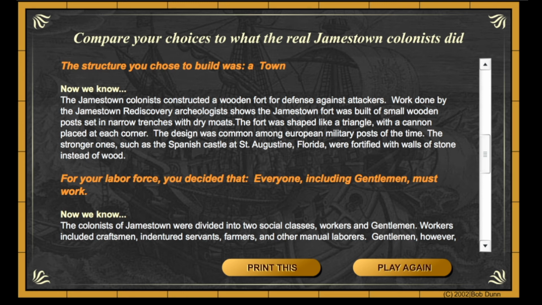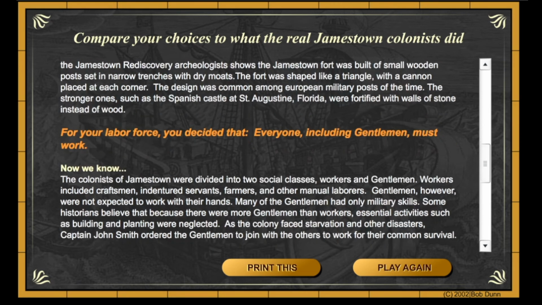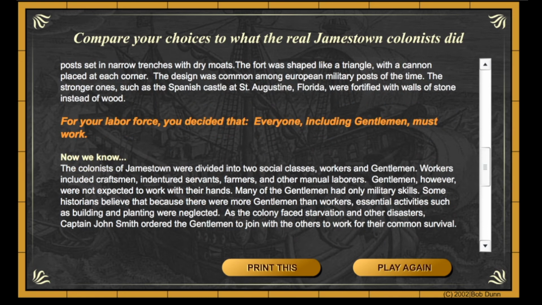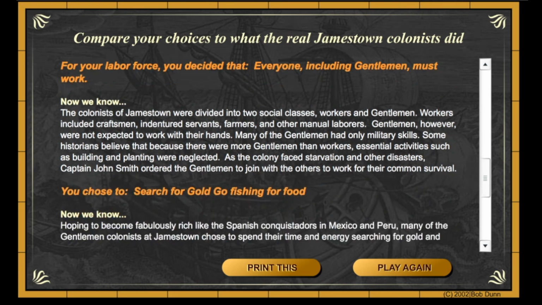For our labor force, we decided that everyone, including gentlemen, must work, and so that was a good idea. You made a very good choice there. And eventually, what happened in Jamestown apparently was that the original gentleman class didn't want to work and only wanted the lower class people that were part of the colony to work. However, they had such a hard time and faced starvation and were in such desperate need of work that eventually the captain, John Smith, ordered all of them to work for survival, at least according to this game.